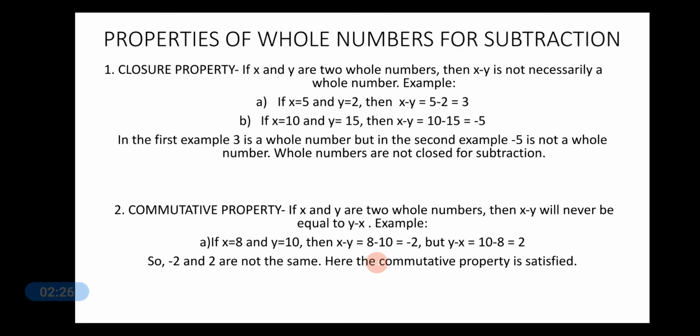Now are these two the same? Minus 2 and plus 2, are they the same? No. The difference is the sign. One answer is minus 2 and the other is plus 2. So both are different. So here the commutative property is not satisfied. That is, x minus y will never be equal to y minus x.